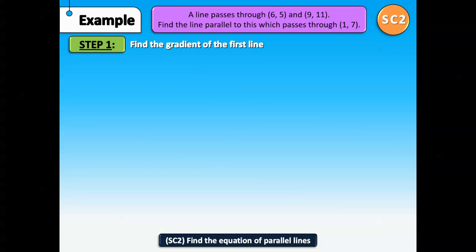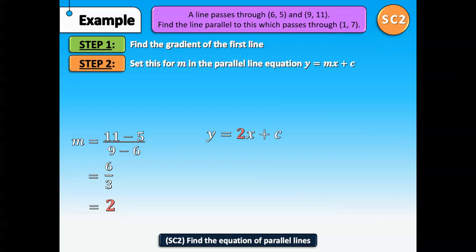So we first of all find the gradient of the first line. So we do 11 take away 5 over 9 take away 6. So we're doing the difference in the y-coordinates over the difference in the x-coordinates, which would be 6 over 3. And 6 divided by 3 is 2. So the equation of our line will start off with y equals 2x plus c.